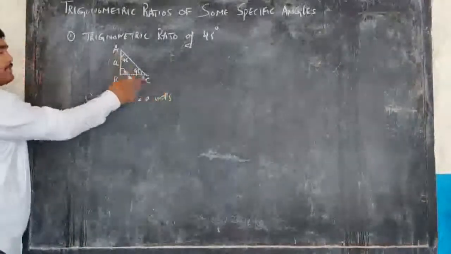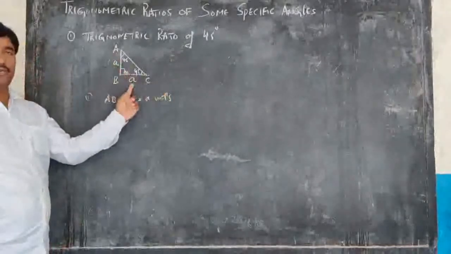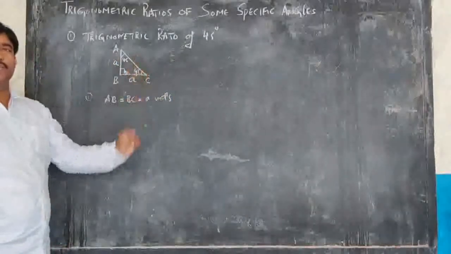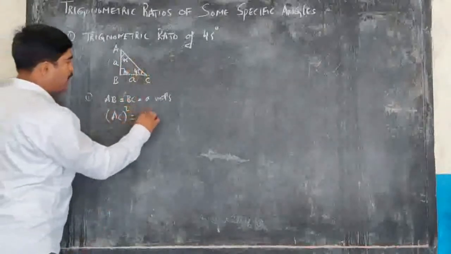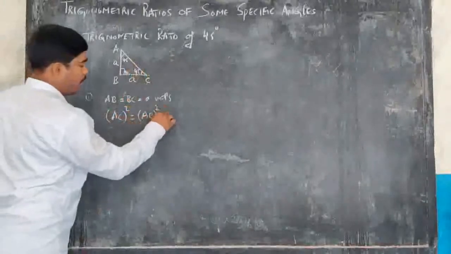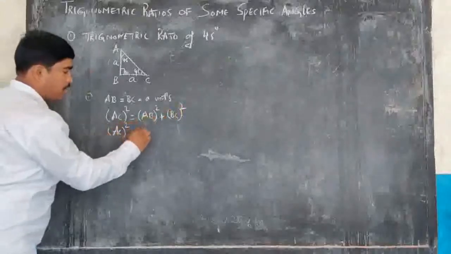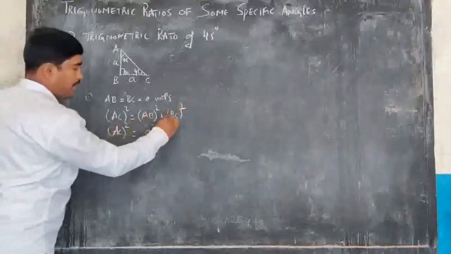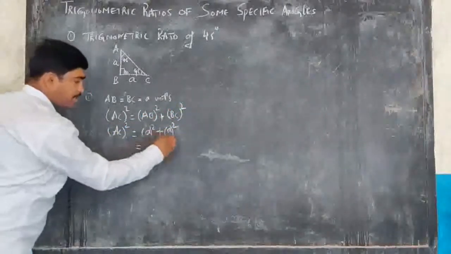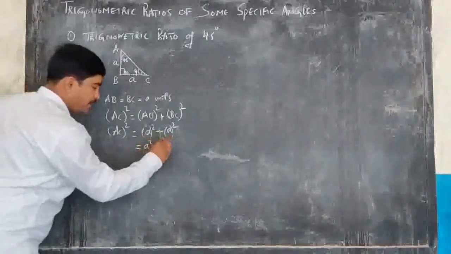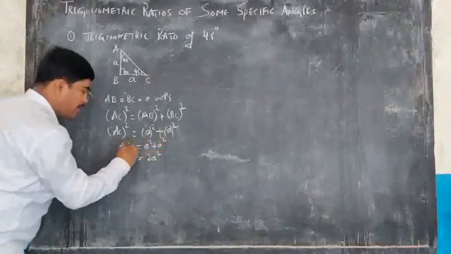Now I need to find AC. Here this is a right angle triangle, and when two sides are known, we can find the third side using the Pythagoras law. What is the Pythagoras law? Hypotenuse square is equal to the sum of the squares of the two sides. AC square is equal to AB square, a square, plus BC square, a square, which is 2a square.